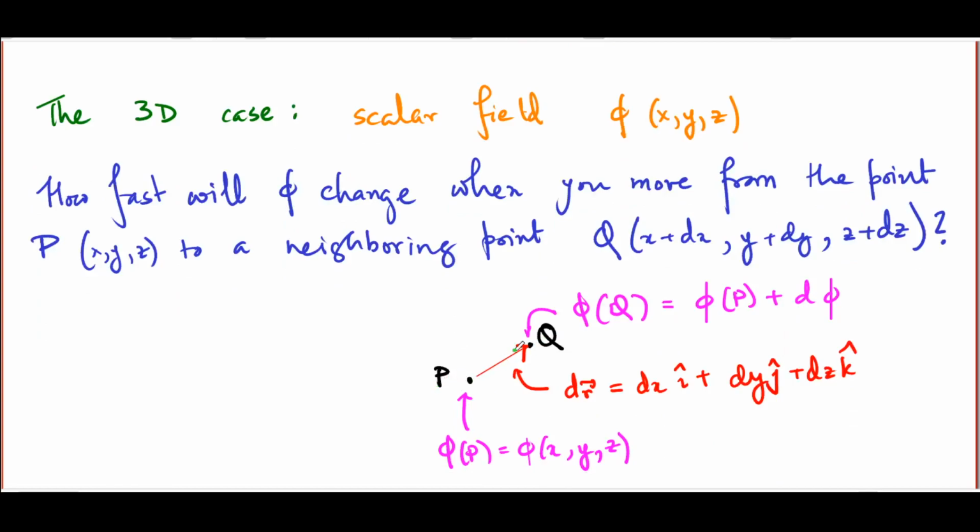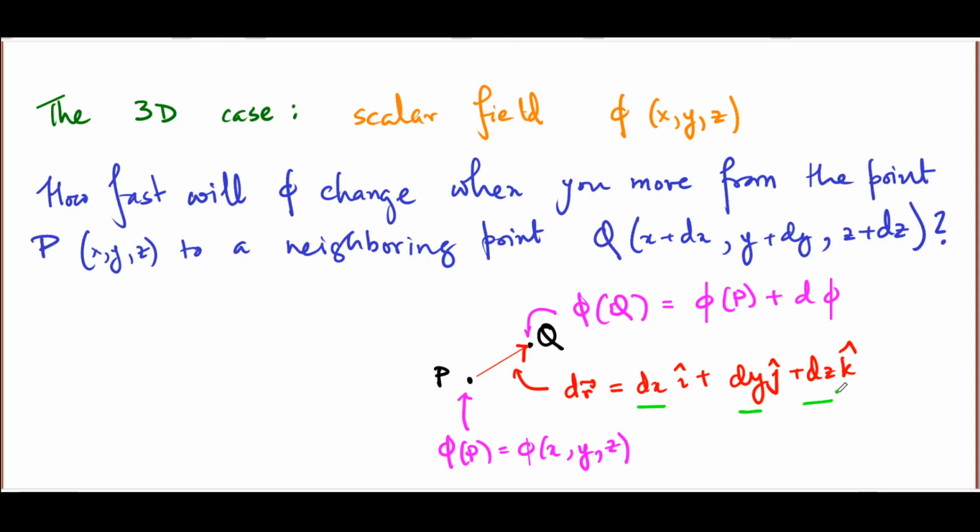Here you have the point P and here you have the point Q, and the displacement vector which takes you from the point P to the point Q, dr, is this vector whose components are dx, the change in x, dy, the change in y, and dz, the change in z. So dr vector, here the displacement vector, is dx i plus dy j plus dz k.